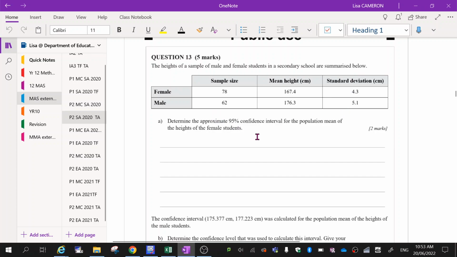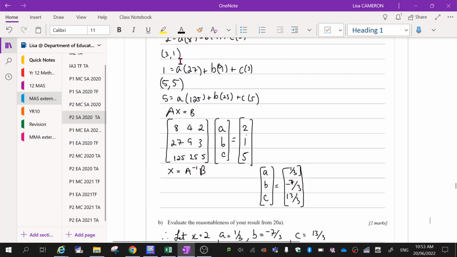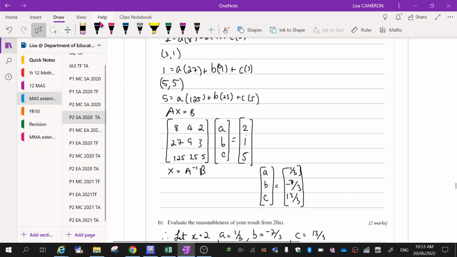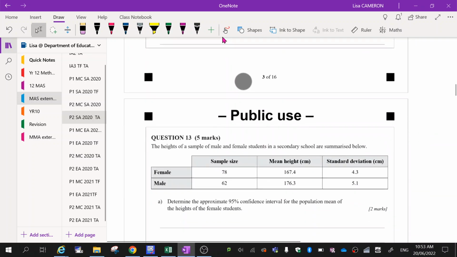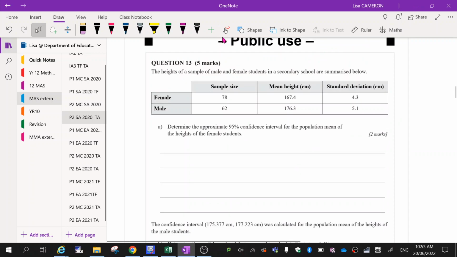So we want to determine the approximate 95% confidence interval for the population mean of the heights of the female students. Okay, so all we need to do, first things first, I'm going to state the important information. So question 13 is what we're doing. Female students, meaning we're looking at this one and this one. And we want to determine a 95% confidence interval.